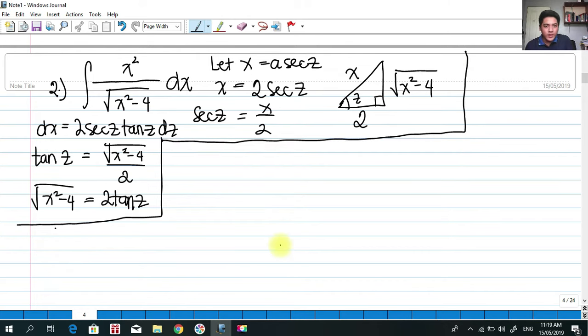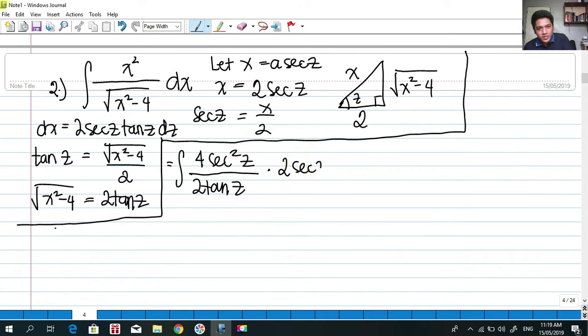Okay? So we can replace the integral by simply what? X squared, we have to square the x, this x squared. So we have 4 secant squared z over square root of x squared minus 4, that is equivalent to 2 tangent of z, multiplied by dx, and our dx is simply this, 2 secant z tangent z dz.